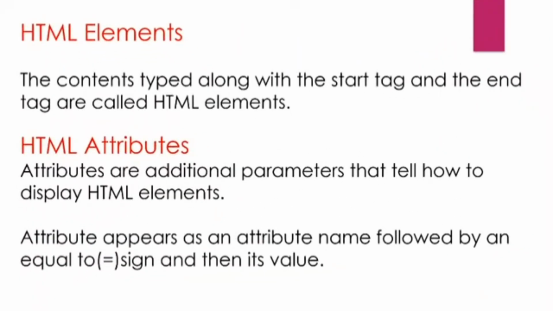HTML elements. The contents typed along with the start tag and the end tag are called HTML elements. Next, HTML attributes. Attributes are additional parameters that tell how to display HTML elements. An attribute appears as an attribute name followed by an equal to sign and then its value.